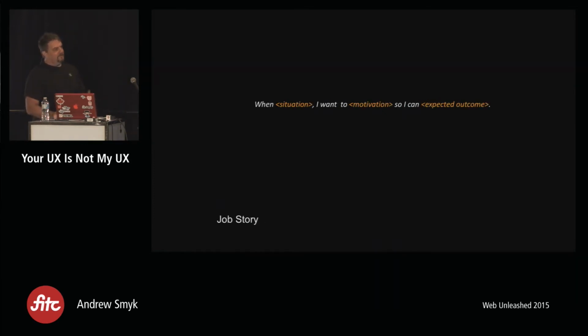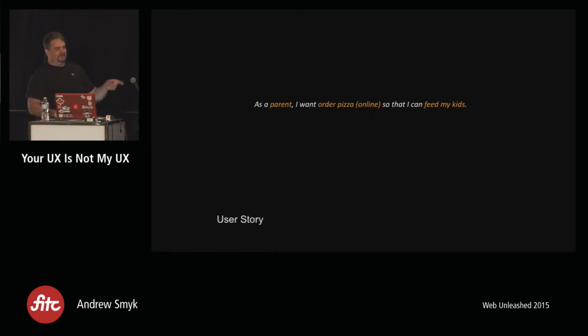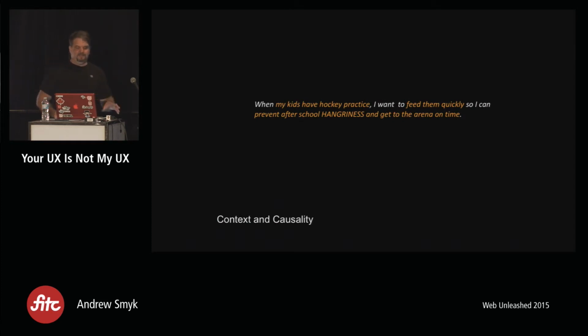And the other thing is, this is okay, but it doesn't have why I'm ordering online. So if we look at a job story, it's the situation, the user motivation, and the expected outcome. So this is the reason why I order online. When my kids have hockey practice, I want to feed them quickly so I can prevent after-school hangriness and get them to the arena on time. So this is the motivation factor for me ordering pizza online or using a pizza app. It's not the goal task model that you get in the user story. I'm contextualizing and giving you causality for why I'm actually doing this.